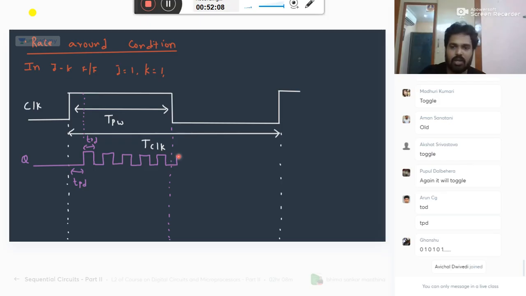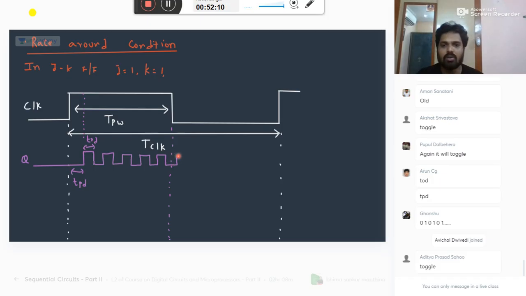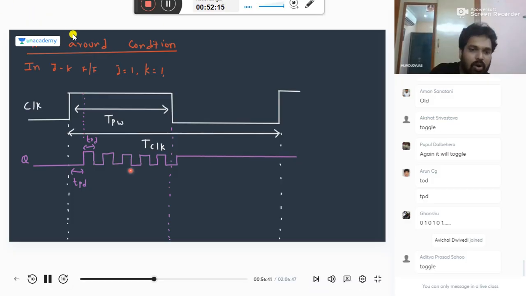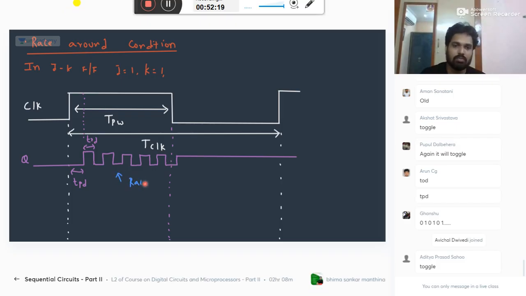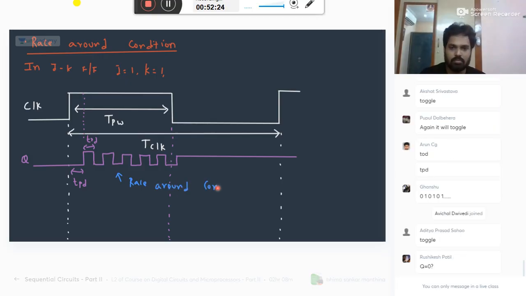Once the clock becomes 0, it will stop toggling. This is what we call a race condition. No, it is not 0. By the time it is becoming 0, the clock is still 1, so again it will change to 1. You see here, up to this point it will start. It will change later. By the time it is changing, it will check.